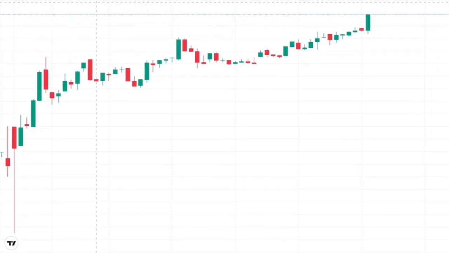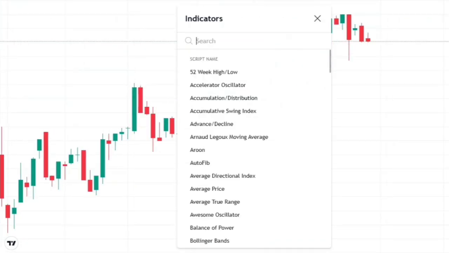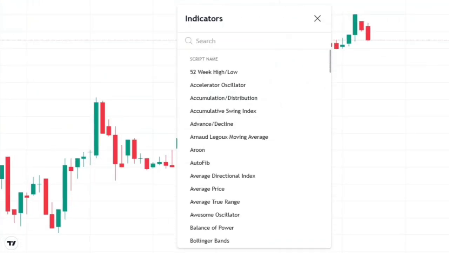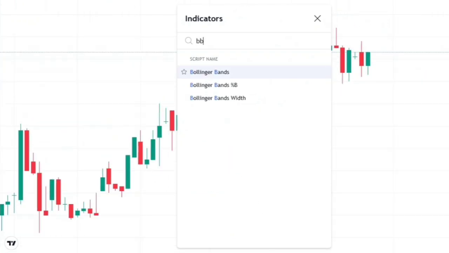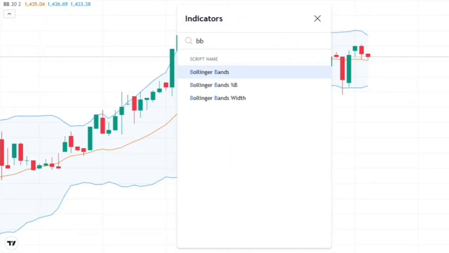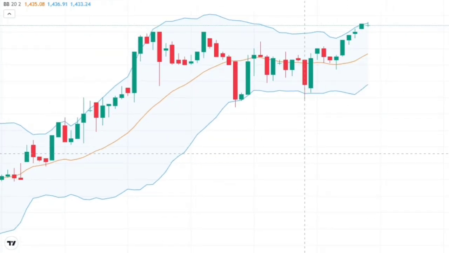Have you ever entered a trade because RSI said oversold, only to watch price keep falling? Or bought a breakout above the Bollinger Band just to get stopped out moments later? Here's the truth. No single indicator works all the time.